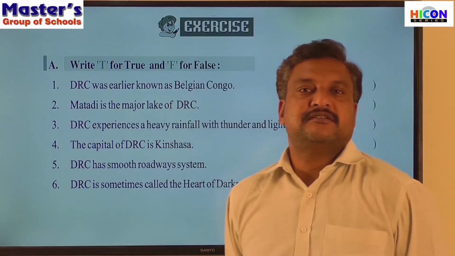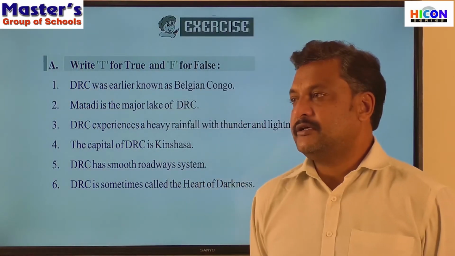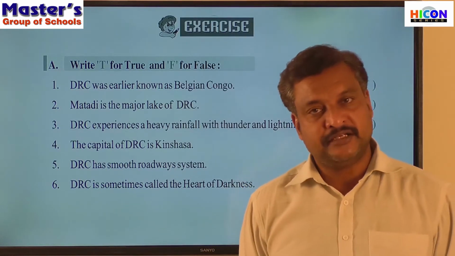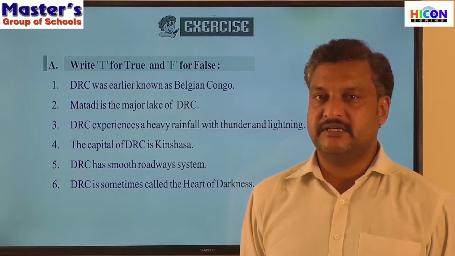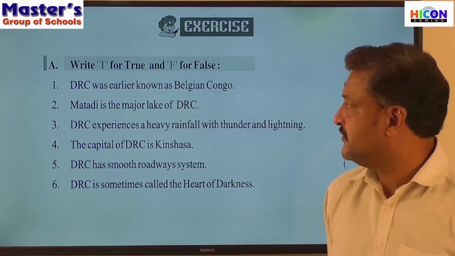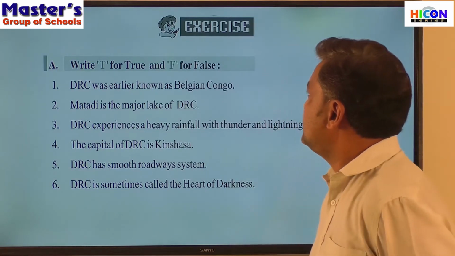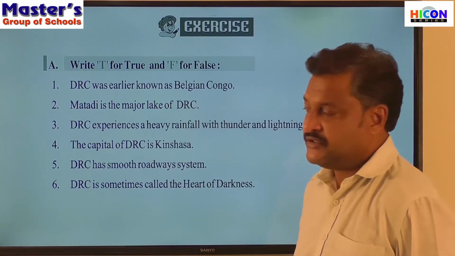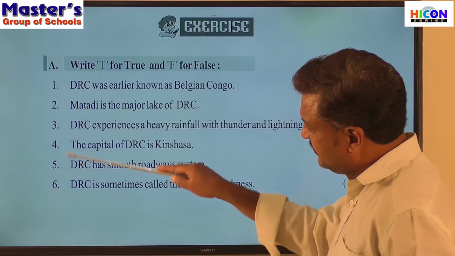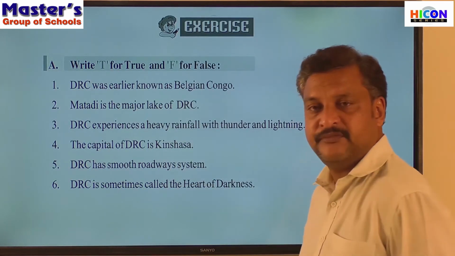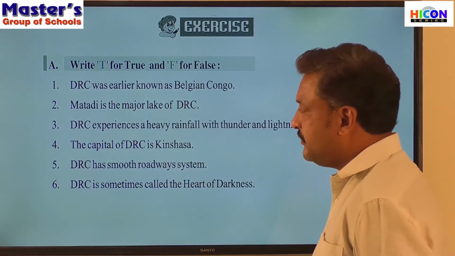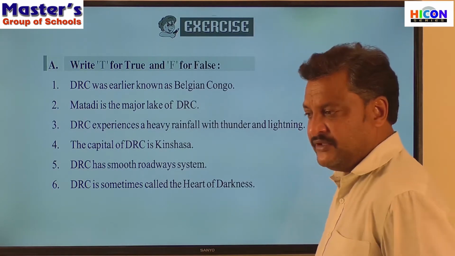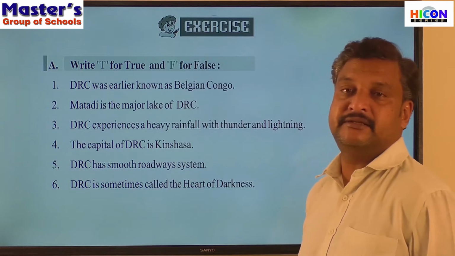We have already completed the lesson part of the Democratic Republic of Congo, and it is time for us now to deal with the activities and the exercise of this particular lesson. The exercise part of this lesson actually starts with the true or false question. Here there are 6 sentences given, and we need to read these sentences and match them with what we have learned in the lesson.